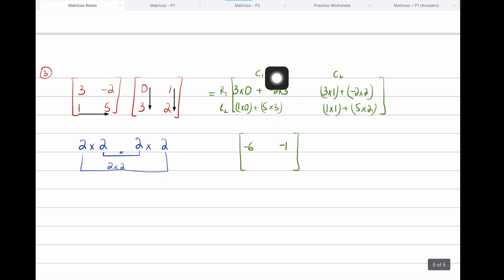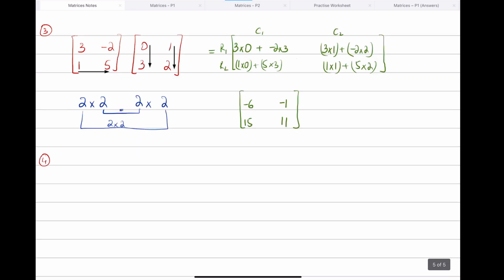1 into 0 is 0, 5 into 3 is 15, so that's pretty easy, 15 it is. 1 into 1 is 1, 5 into 2 is 10, 1 plus 10 is 11. So there you go. This is your final answer. Now take a good look at what I've done. Let me know if you have any questions.